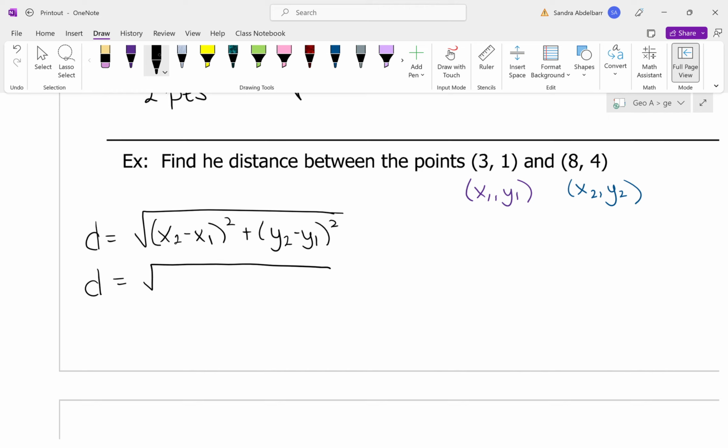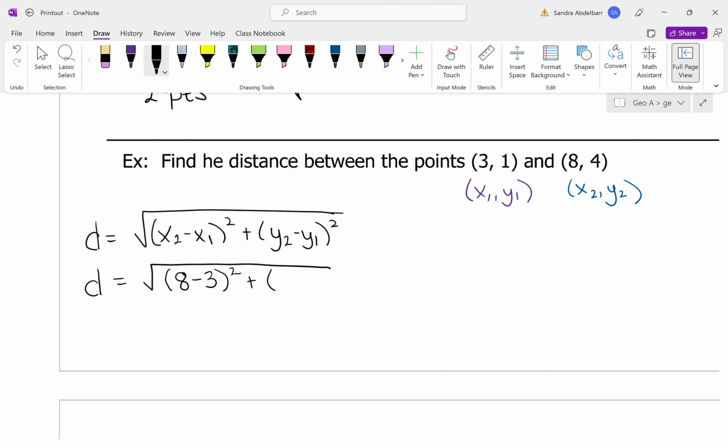And now I plug in. So we want x2 minus x1. I've assigned 8 as x2. What did I assign as x1? 3. I assigned 8 as x2 and I assigned 3 as x1. So in our first parenthesis, we're going to say 8 minus 3. Close that parenthesis and square it.